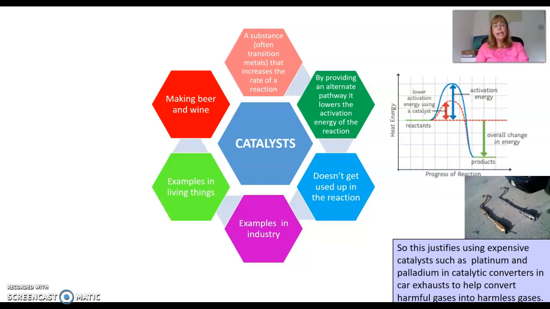And the reason why they can justify using such an expensive catalyst is because the catalyst gets used again and again and again. It doesn't become part of the reaction. It's the same at the start of the reaction as it is at the end of the reaction. And that's a very, very significant point to remember.